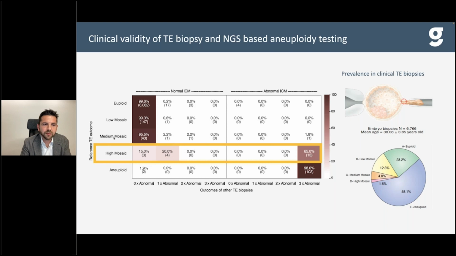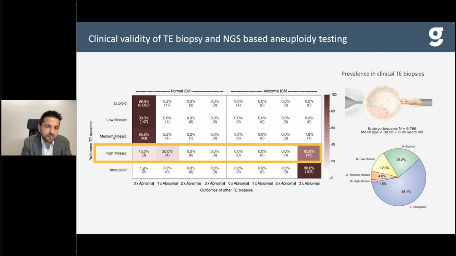You can see here that when we find a high mosaic, in 65% of the cases the abnormality is spread throughout all the embryo, while in the other 35% of the cases it is confined to a few portions of the trophectoderm, representing and highlighting probably a true mosaic case.